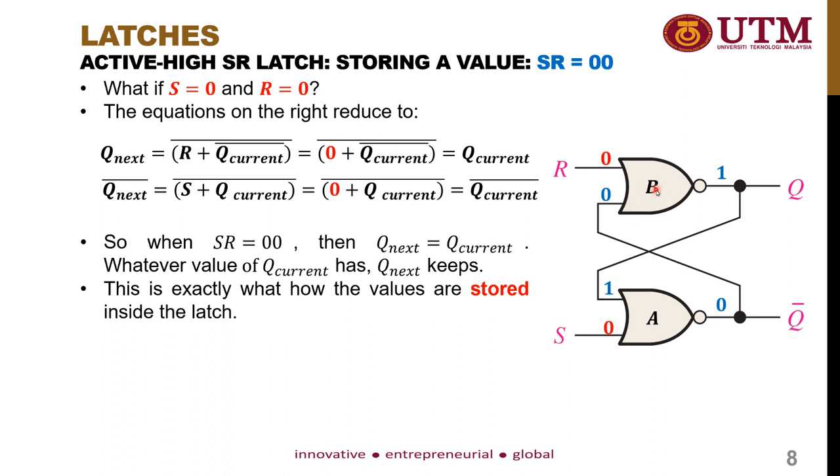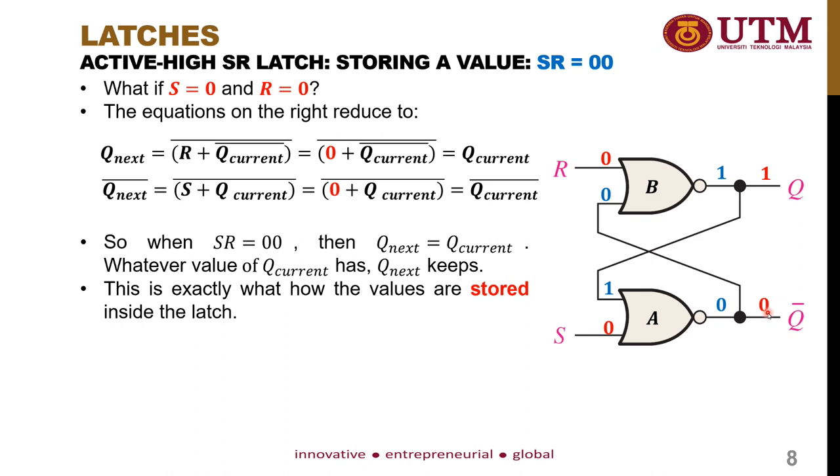When we operate the value of 0 plus 0 equals 0, and then we perform the NOR operation, we complement the number 0, it will become 1. So the next value of Q is 1. And what about the next value of Q bar? For the next value of Q bar, 1 plus 0 equals 1, and then we complement the value of 1, the next value of Q bar will become 0.